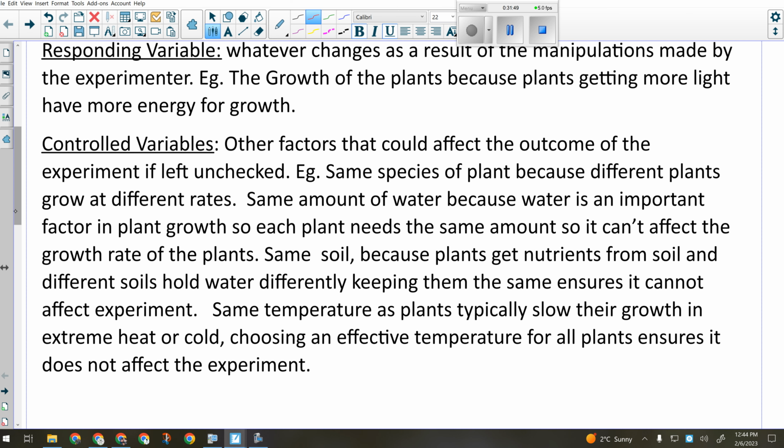Same temperature. Plants typically grow slower in extreme heat or cold, so it will be important to make sure they all have the same temperature. So I identified 4 there. You only have to identify 3. Okay, all right.